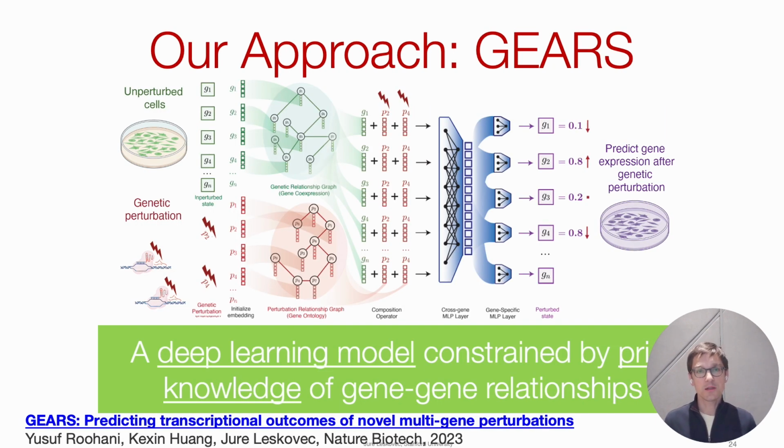So our approach is called GEARS. And as I said, on the input, the approach gets the base gene expression levels of unperturbed cells, as well as the indication of what genes we would like to perturb. And then through the neural network and use of knowledge graphs, it produces on the output a gene expression vector of the perturbed cell. So the input is a 20,000-dimensional vector plus IDs of the two genes that we are perturbing, and the output is another 20,000-dimensional vector with a predicted gene expression level of every gene.